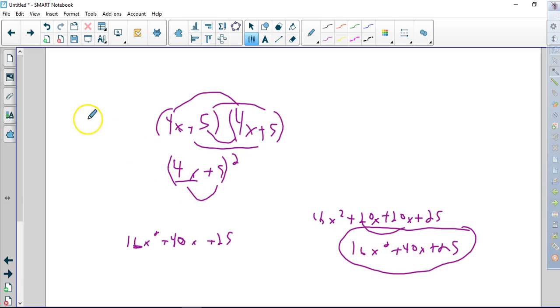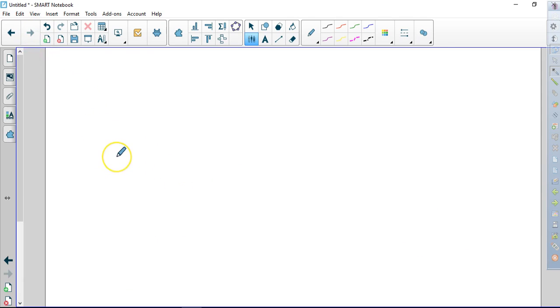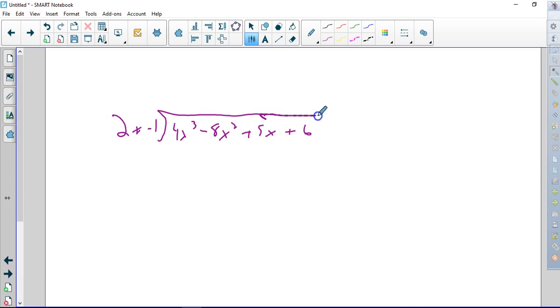Okay. Last, dividing. This one can kind of be a pain sometimes, so let's walk through it. And I'll go through the example in the book. We have 2x minus 1. I just like using x's. And that's being divided into 4x cubed minus 8x squared plus 5x plus 6.